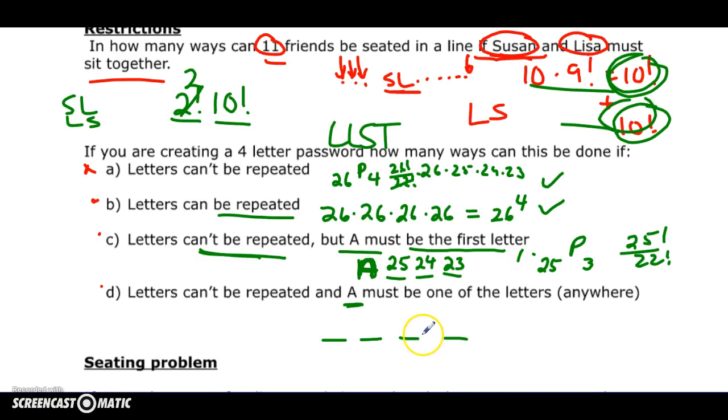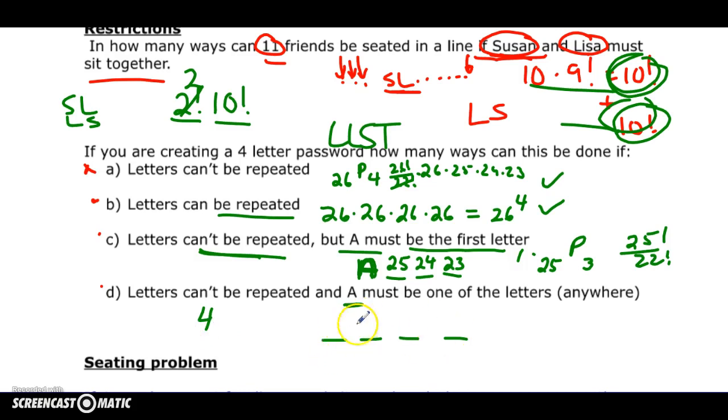Okay. One way to approach this question is this. Where does the A go? I don't know. Does it go here? Maybe. Does it go here? Maybe. Does it go here? Maybe. Does it go here? Yeah, I don't know. So how many options do I have for the A? 4. Okay. So I have 4 different options for the A.